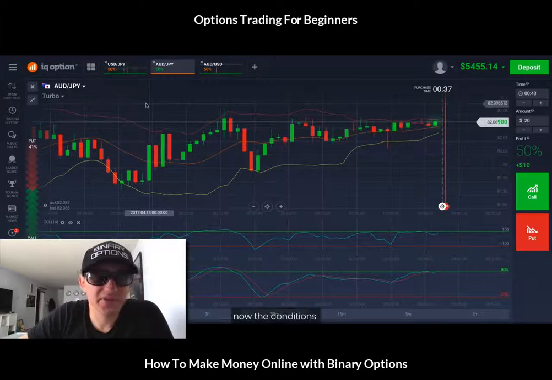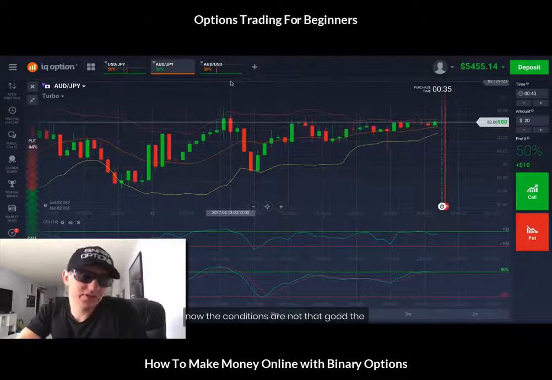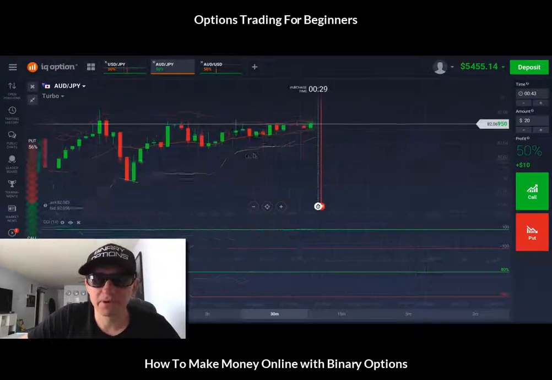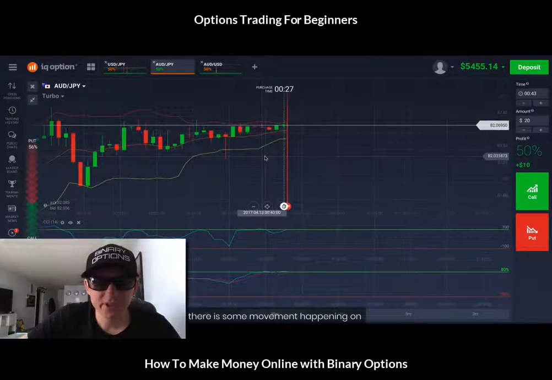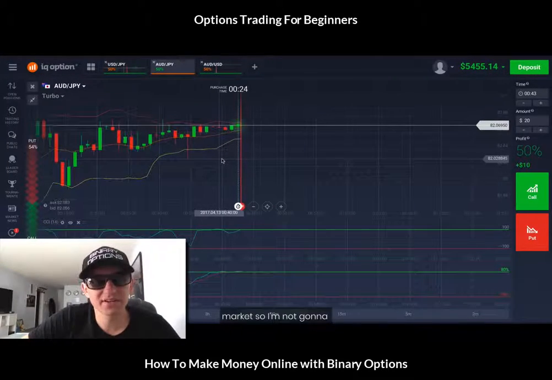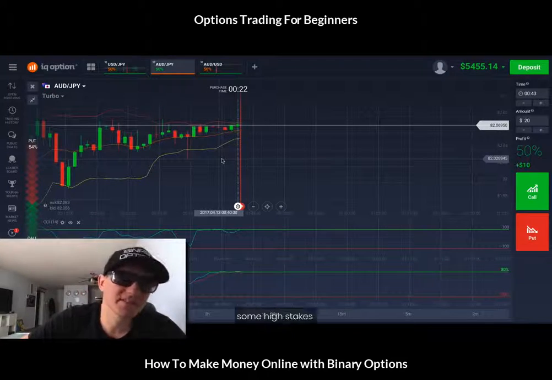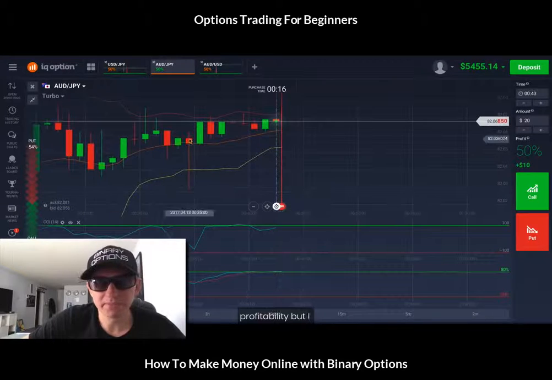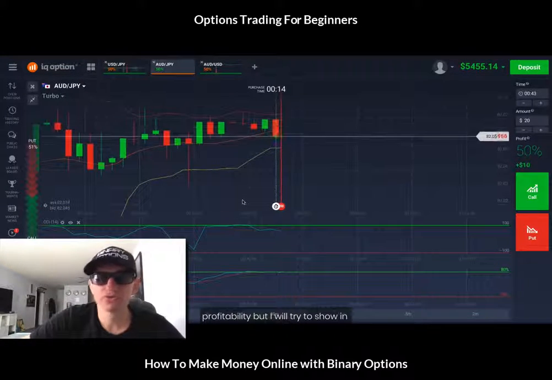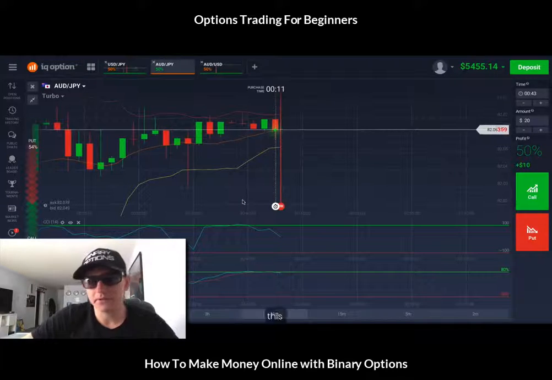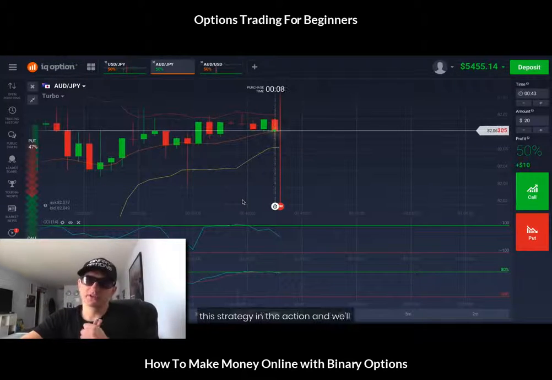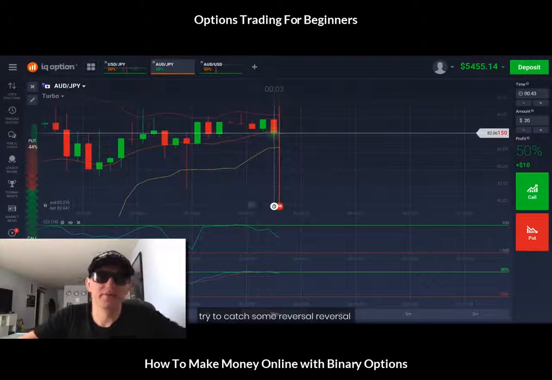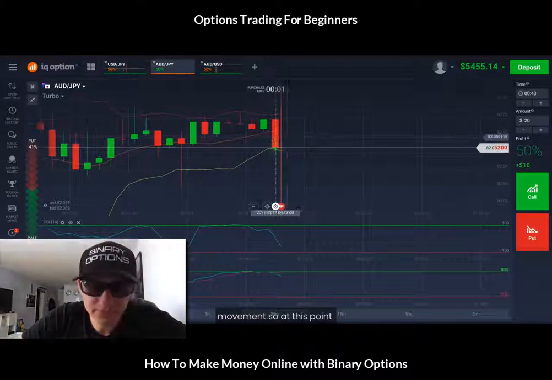So right now the conditions are not that good. The profitability is only 50%, but still there is some movement happening on the market, so I'm not gonna proceed with high stakes because of the low profitability, but I will try to show this strategy in action, and we'll try to catch some reversal movement.